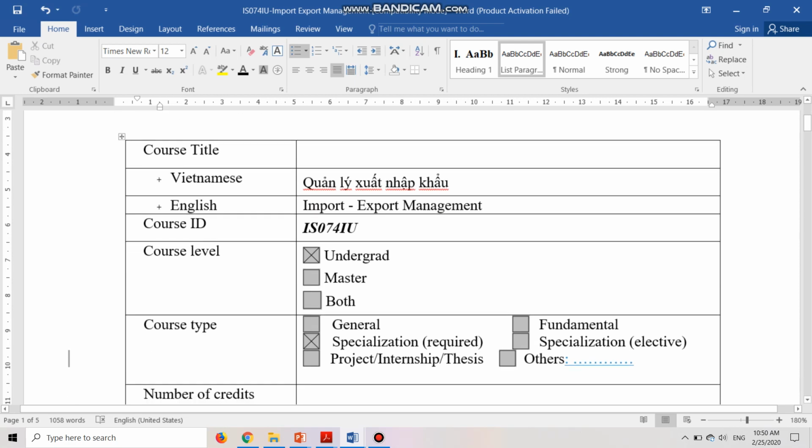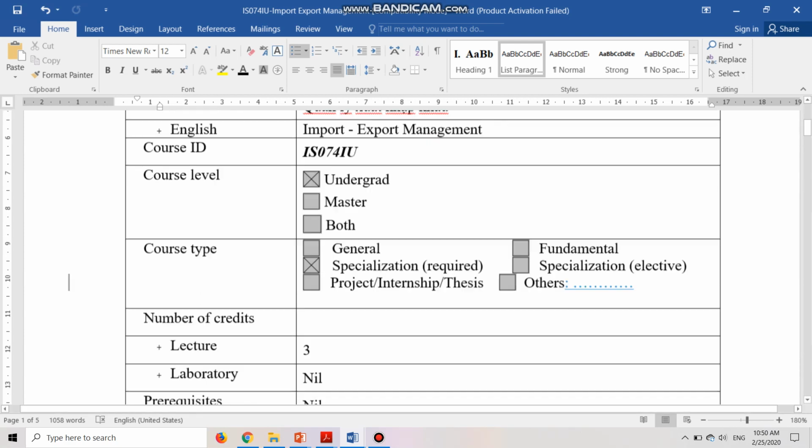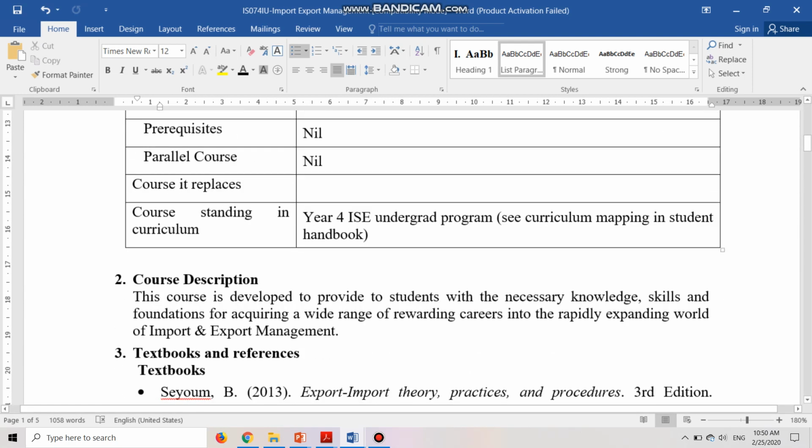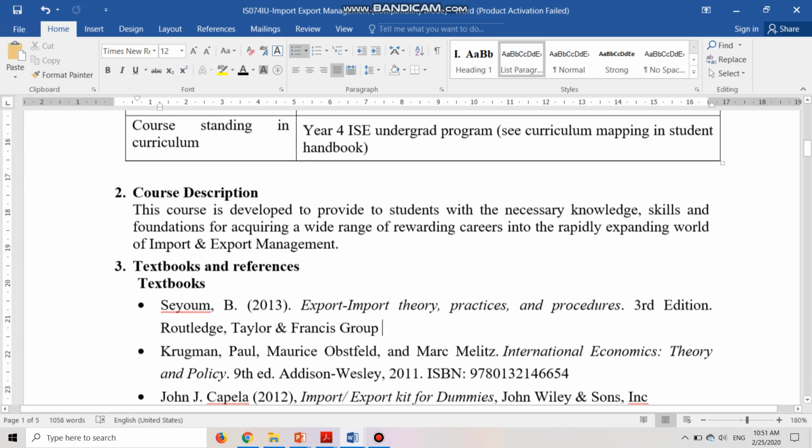As you already know, the course ID is IS074IU and this course is for undergraduate students. This course has 3 credits and this is a required course. The Import-Export Management course will provide you necessary knowledge, skills, and foundations for activities related to import and export management.